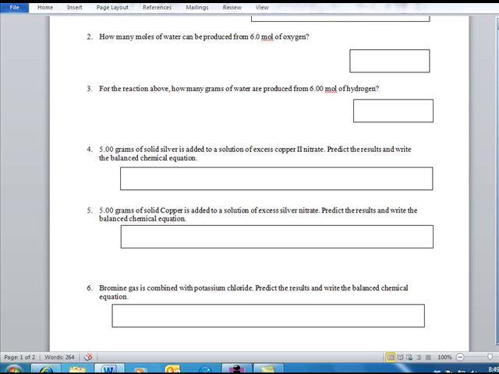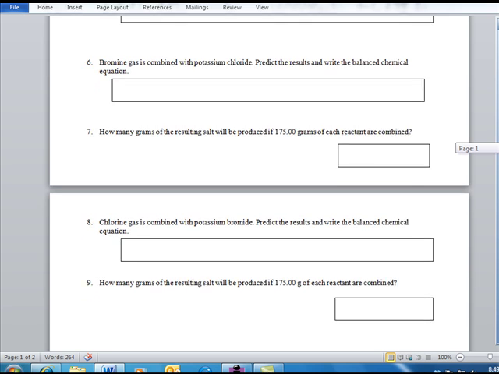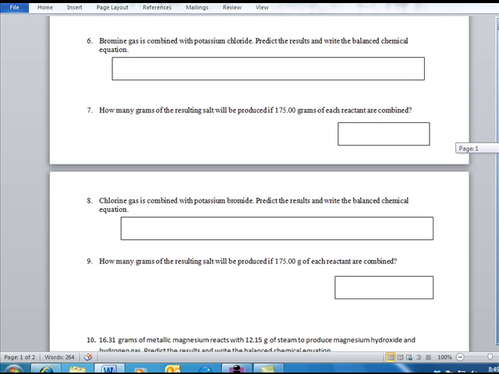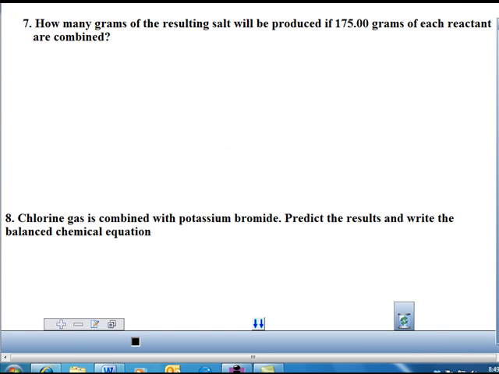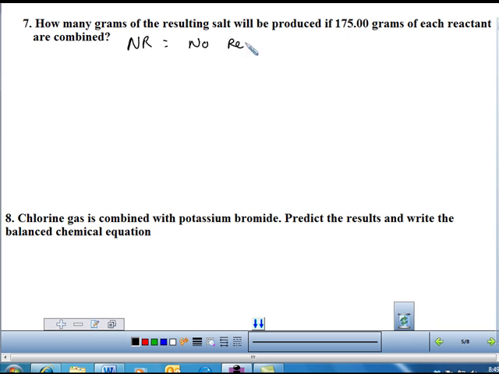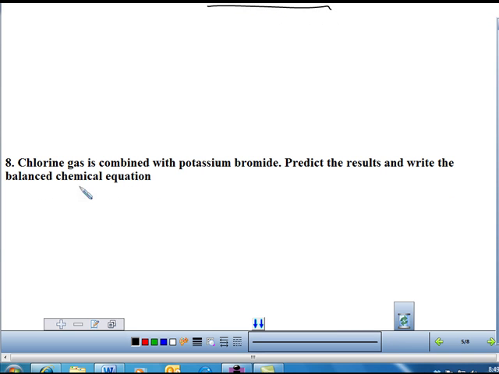All right, next question. Number 7. Where are we here? Number 7 says, how many grams of the resulting salt will be produced? Well, there won't be any if there's no reaction, right? So we go to number 8, all right? The answer here, we're going to say no reaction equals no resulting salt. Everybody understands the salt is the ionic compound, right? Everybody got me here? Right? All right, so we look at question number 8, okay?